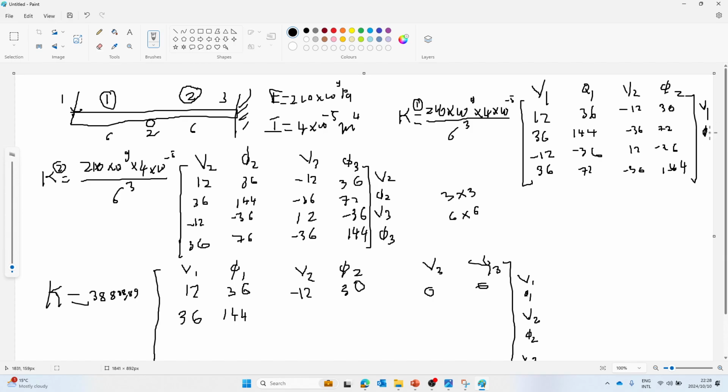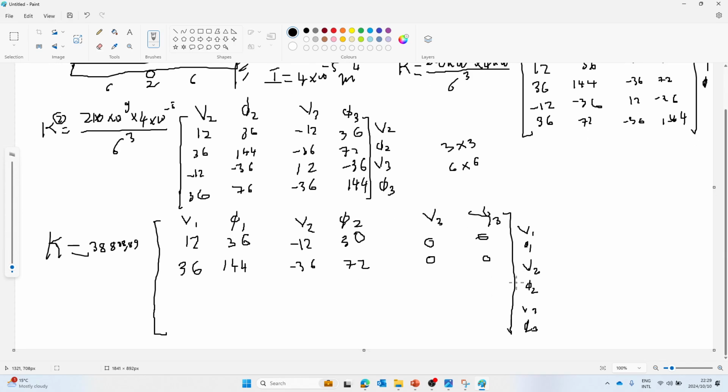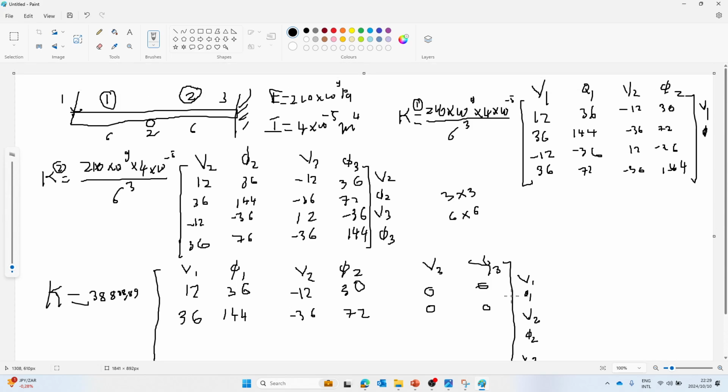V2 phi 1. What is the value? Minus 36. Phi 2 phi 1. What is the value? 72. Now, do you have V3 phi 1? No. Do you have phi 3 phi 1? No. You don't have such relation. So that side it is 0 and 0. This is how we expand straight. Now we move to the third one.